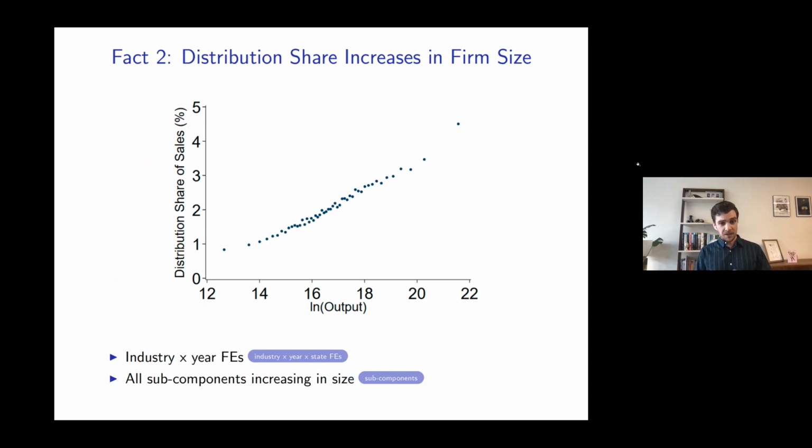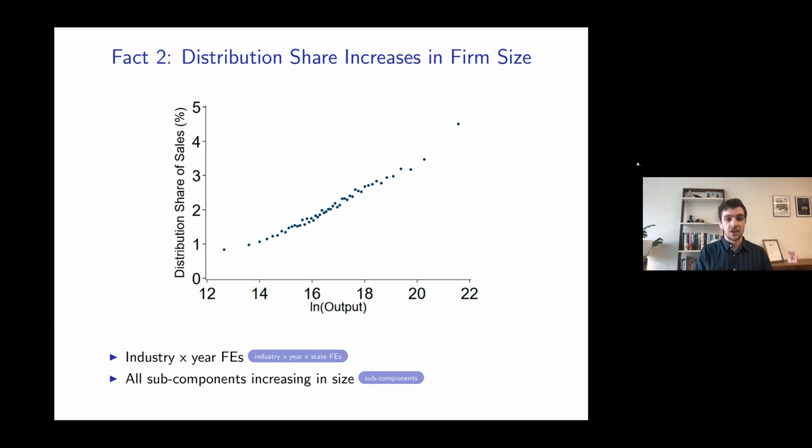For the smallest decile of plants, on average, their distribution share of sales is around 1%, but it's more like 3.5% for plants in the largest decile, so 3 times larger. And not only that, but every subcomponent that I just described previously is also increasing in plant size. So this isn't simply driven by one or two of these different subcomponents being particularly important.